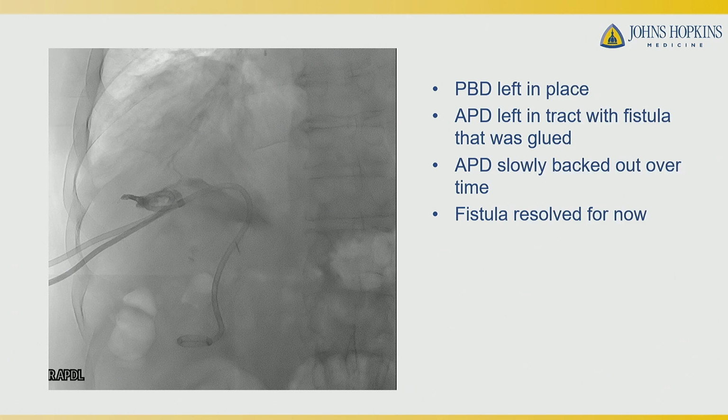And then what we left in place was a traditional internal-external PBD, upsized to 14 French, an all-purpose drainage catheter within the tract that we eventually backed out over time as we allowed it to heal. And the fistula remains resolved. Unfortunately, he's still cannulated from a percutaneous biliary tube perspective just because of stricturing and multifocal disease process within his biliary system, but the fistula has shut down for now. So a rare complication of inflammatory bowel disease, surgery, all of the like at once.